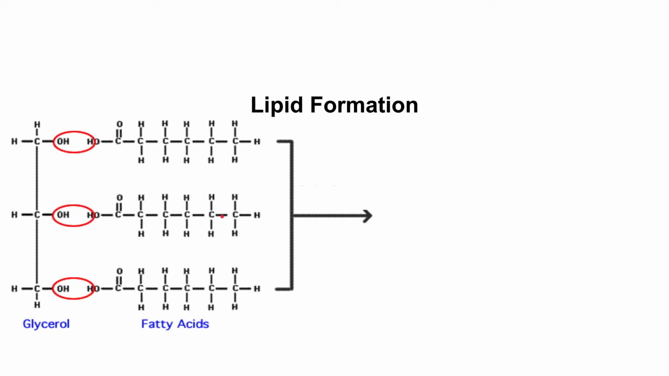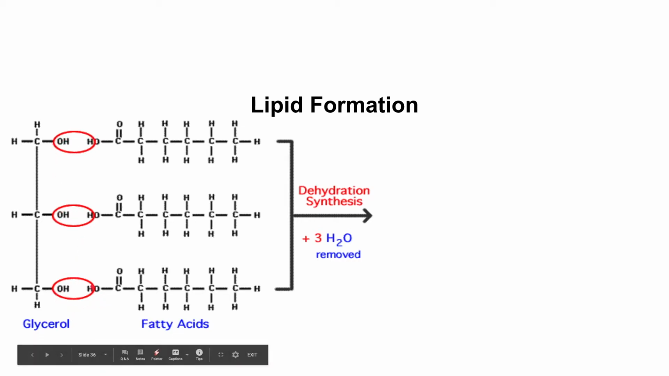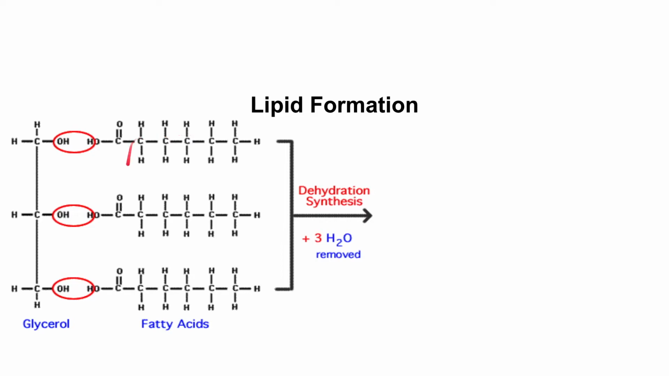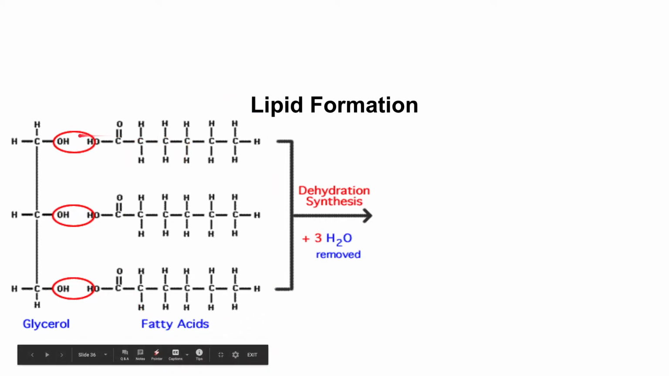And that is, you guessed it, dehydration synthesis, where we remove a water molecule at each of these junctions, an H, an H, and an O, makes H2O, and so that's a water molecule that gets removed here, here, and here. And in your notes, what you're going to do is you're actually going to carry this through.